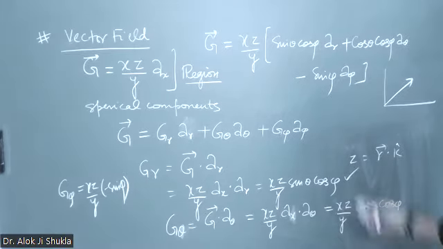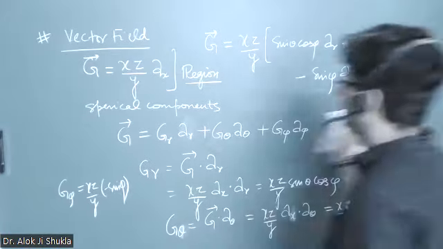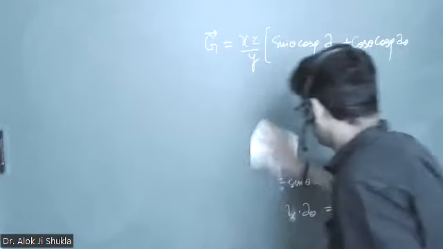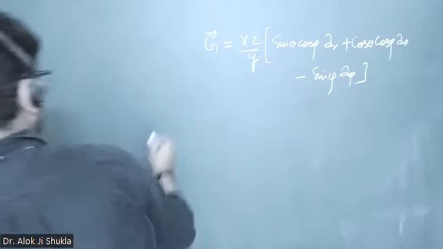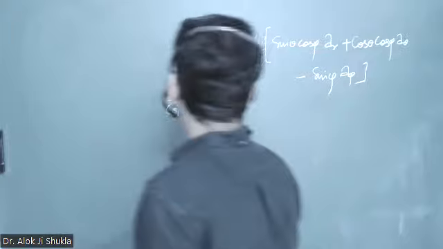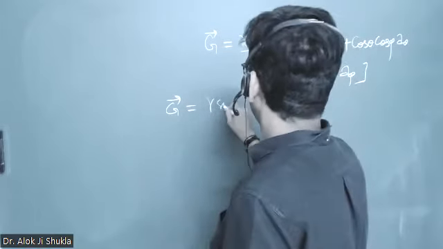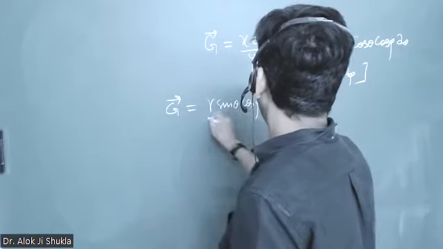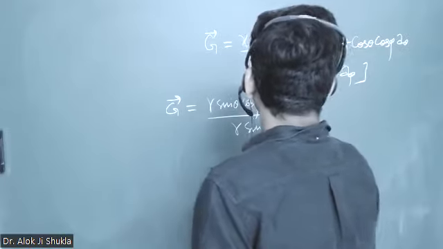Also convert the x, y also in terms of r quickly. Suppose we don't want x, y, z. We purely want to convert it into spherical. So G will be equal to... x is r sin theta cos phi, z is r cos theta, and y is r sin theta sin phi, into this.